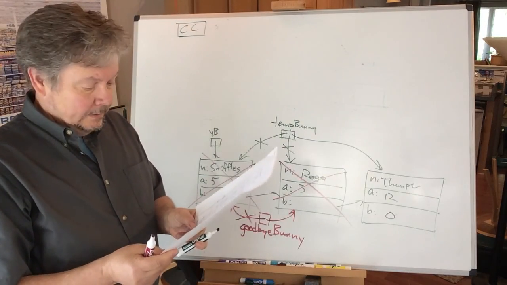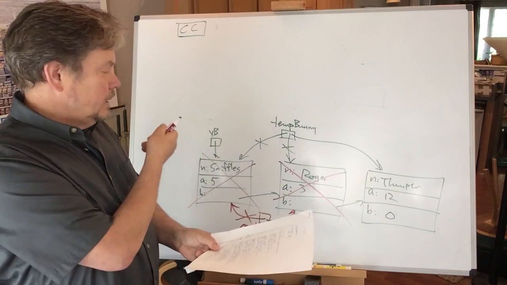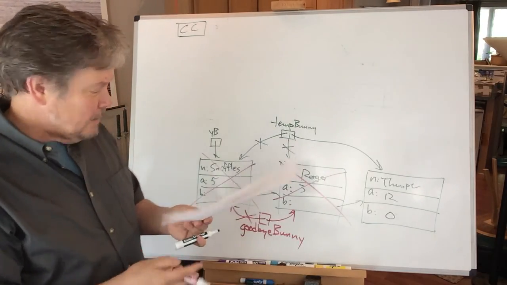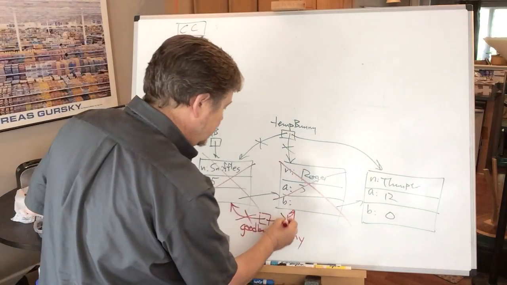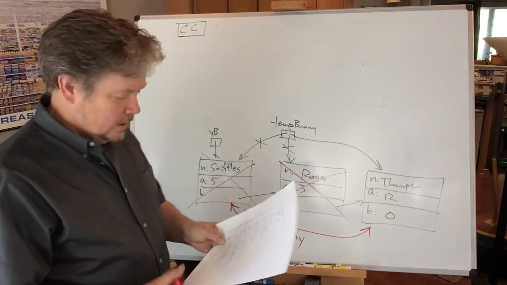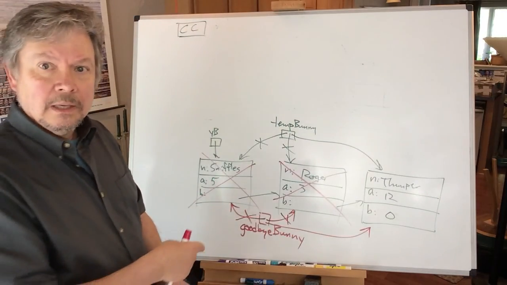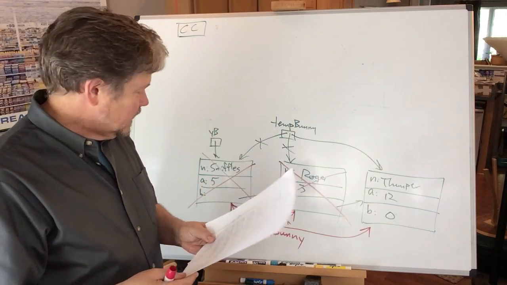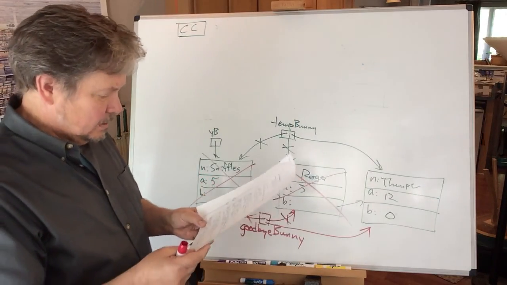That's the bottom of the loop. While Temp Bunny does still point at something, so it's not 0. Goodbye Bunny equals Temp Bunny. So we're copying the address of Thumper into the Goodbye Bunny pointer down here. I told you these pictures get messy, and I just got through redrawing this. Oh my goodness gracious. But at any rate, I copied Temp Bunny into Goodbye Bunny.